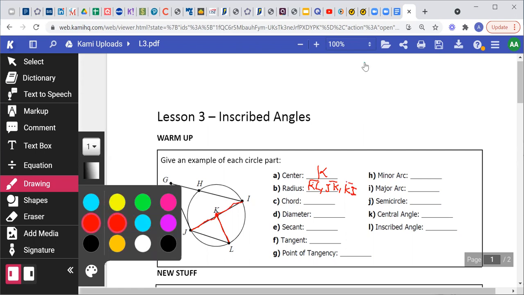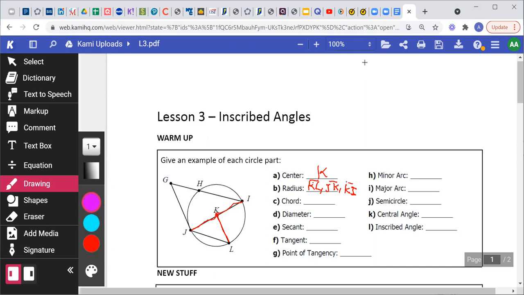And then a chord is just joining 2 points on the circle. So if I have this point J and L, the line segment joining them together gives me a chord. So I have JL. Joining H and I also gives me a chord, HI.